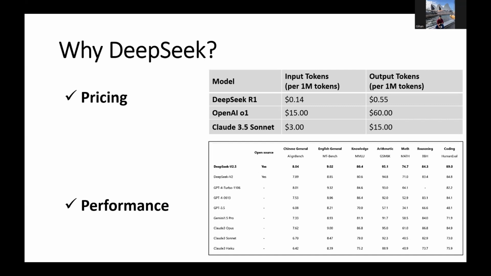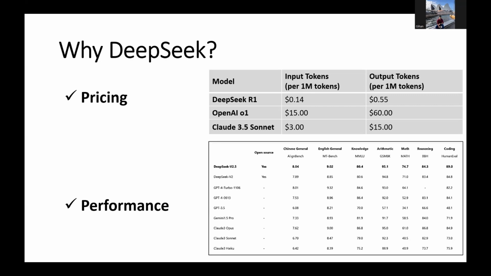So why DeepSeek? No drama, two reasons. The first one is pricing. Next, the performance. The pricing is really, really good. As you know, DeepSeek is an open source model, but they are providing an API through their official implementation. The DeepSeek R1 model, the latest reasoning model, costs just 14 cents US dollars for 1 million input tokens, and for the outputs, it's just under 60 cents.